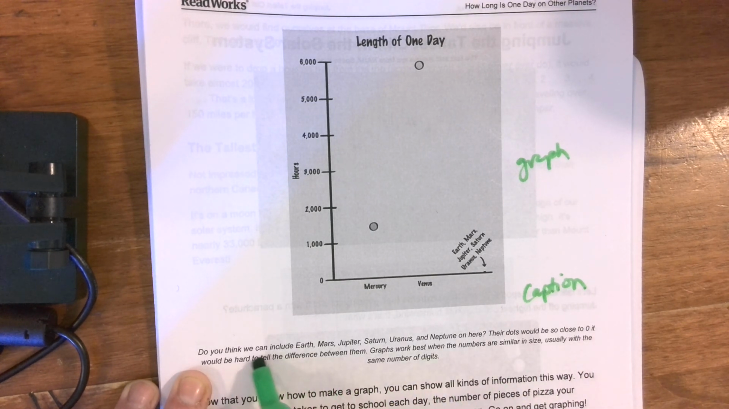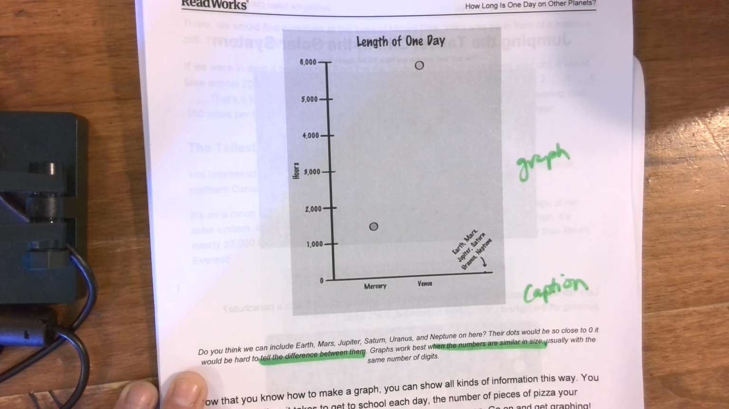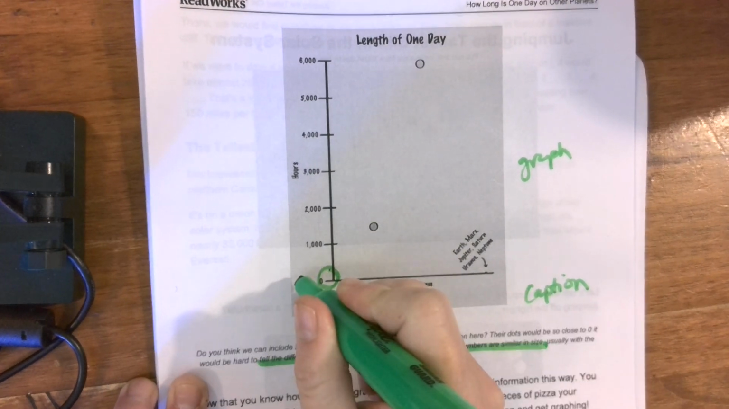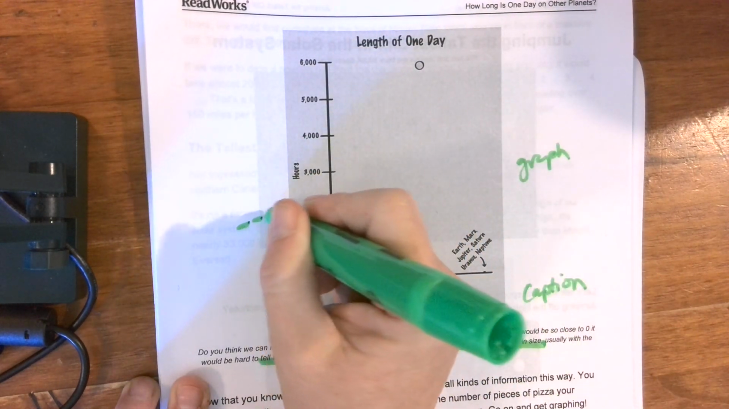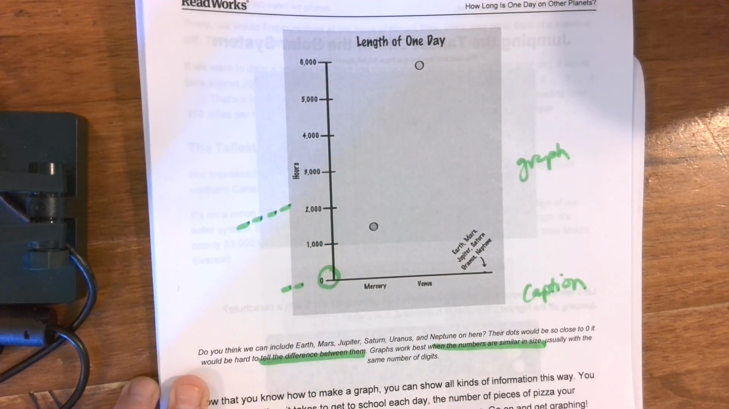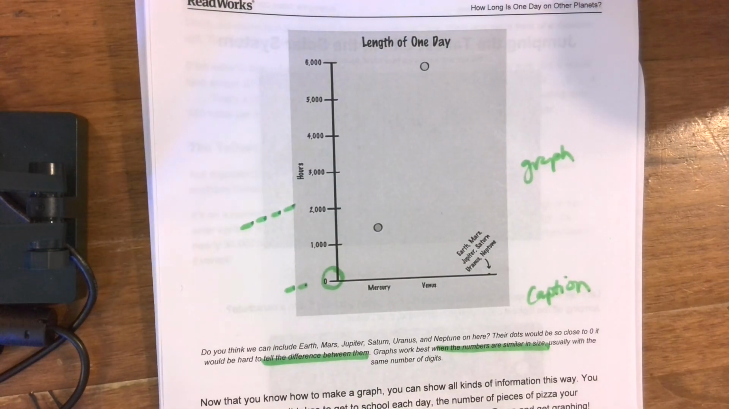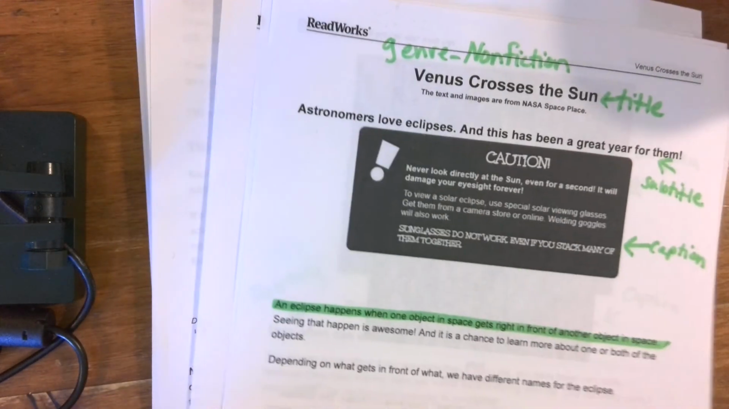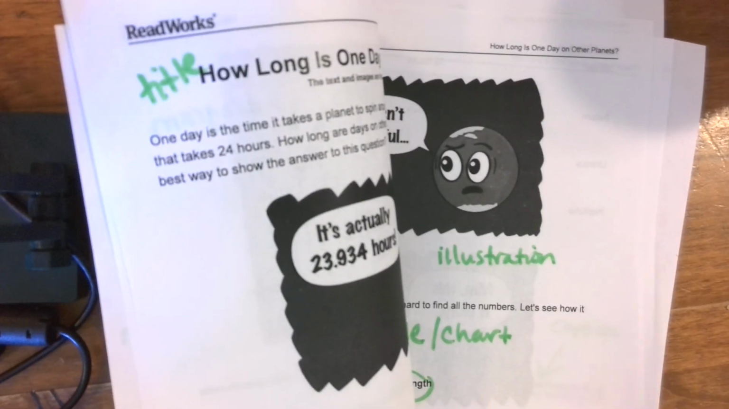Graphs work best when the numbers are similar in size, usually with the same number of digits. So because all these are down here in double digits, and these all have 4 digits, the graph really can't be put together. All right, so now we're going to go through, and we've already looked at most of the pieces, so there's very little reading involved. But I am going to have you pause and answer your question, because that's really where your thinking is coming in today.